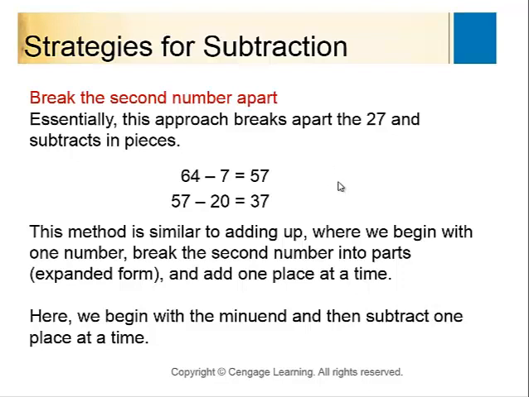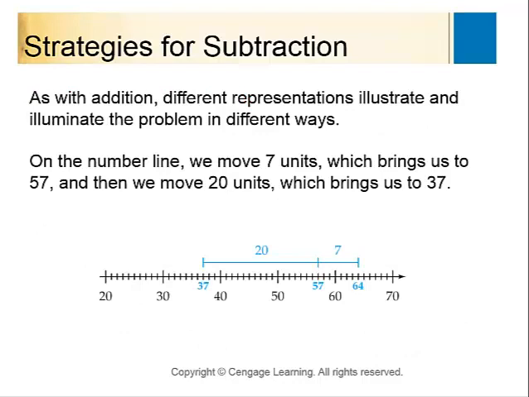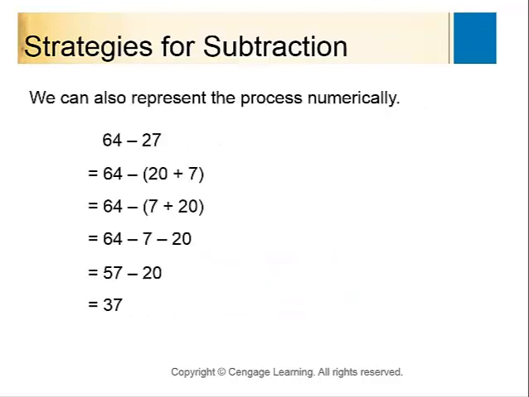So whichever way you broke it up, you could break it up with the 7 first or the 20 first, either way, but it's to do each one at a time, the 20 and the 7. Here's a strategy involving the number line and still breaking that number apart. You're starting at 64 and you're taking away 7, and then you're taking away 20. That's just reinforcing that same type of strategy, but also bringing into play the number line.